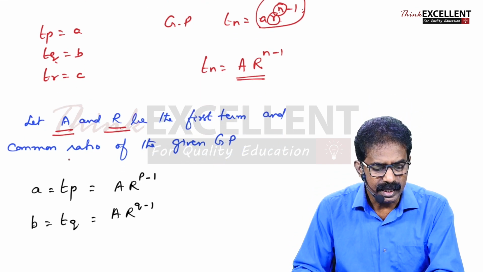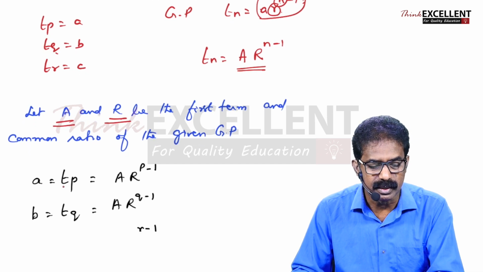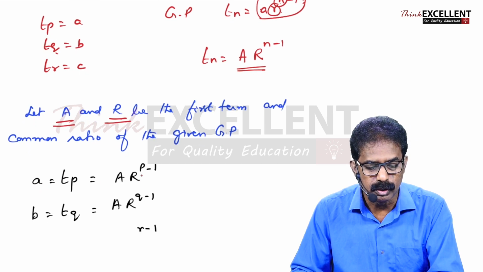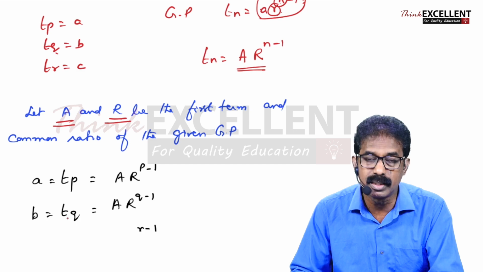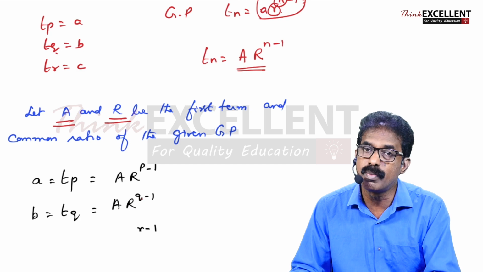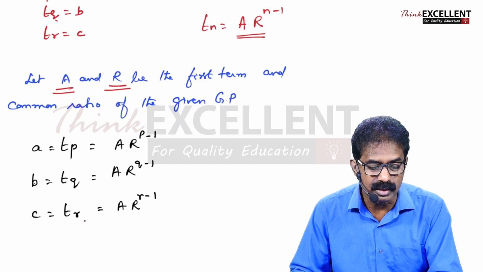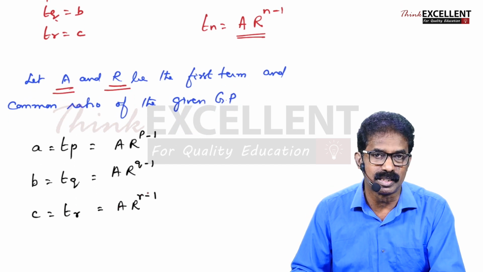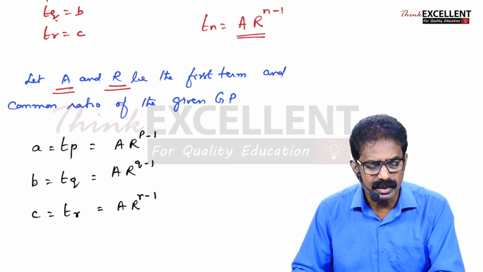Now listen, a is the pth term. So a equals Tp, which is AR raised to p minus 1. b is the qth term, so small b equals Tq, AR raised to q minus 1. c is the rth term, AR raised to r minus 1. Hope you understood that.